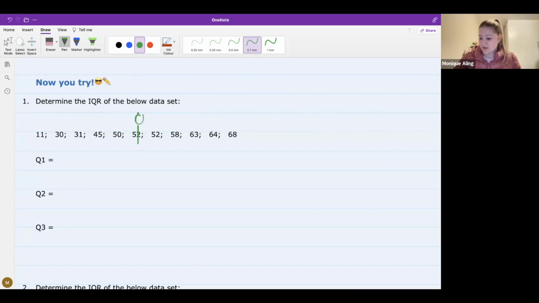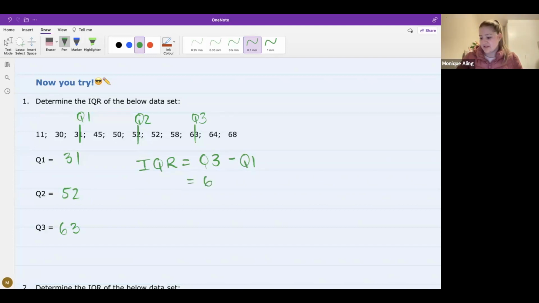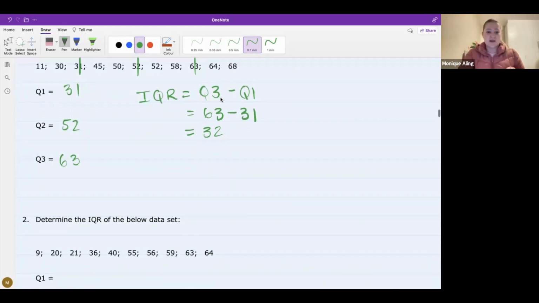Just quickly, quartile 2 is in the middle. There's only one number in the middle. Quartile 1 is 31. Quartile 3 is 63. That was a nice and easy one. And to get our IQR, we say quartile 3 minus quartile 1, which is 63 minus 31, which gives you an interquartile range of 32, which I see most of you did get. Great. Okay, let's quickly try one more.